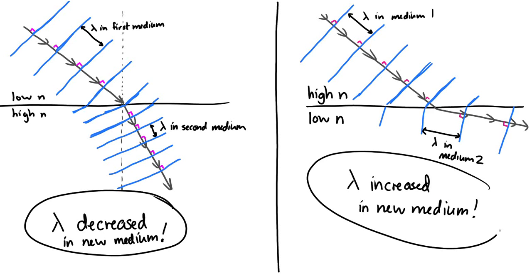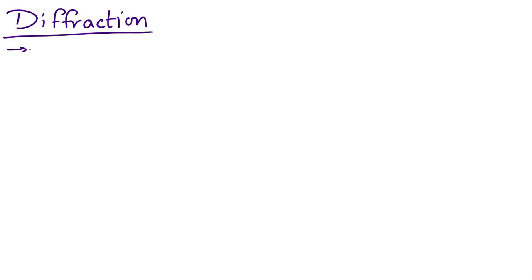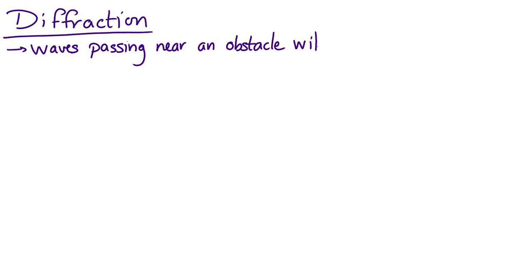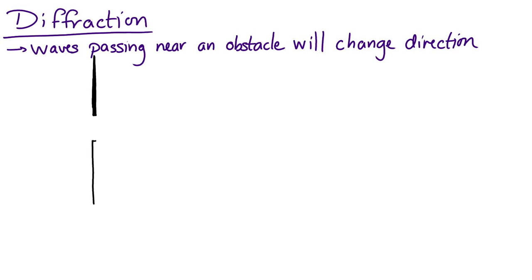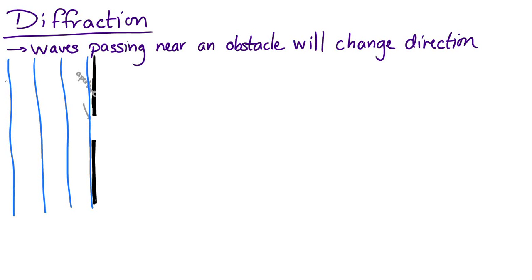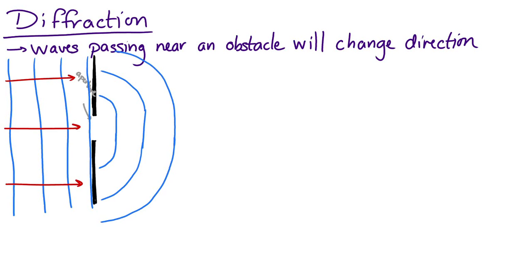Now, the last phenomenon that we're going to look at is diffraction. And diffraction is the situation where we have waves passing near an obstacle. And it turns out if that happens, when they pass by that obstacle, the waves can change direction. A little bit strange. So, for example, if I have two obstacles like this with a little window in between, and I have wave fronts coming toward that little window like this, and here are the rays, when they pass through that little window, when they pass near these obstacles, it turns out that the wave fronts on the other side will look like this, and the rays will look like this.